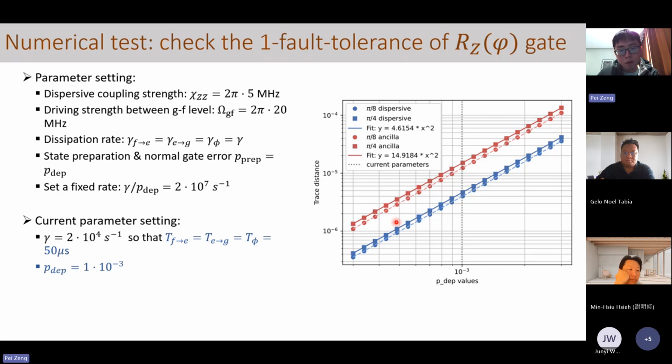So based on these numerics, we have shown you can do this arbitrary rotation one fault-tolerantly without any T-gate compiling and also without magic state distillation. You just do simple gates, and under this practical experimental noise model, you can suppress the noise to the second order.